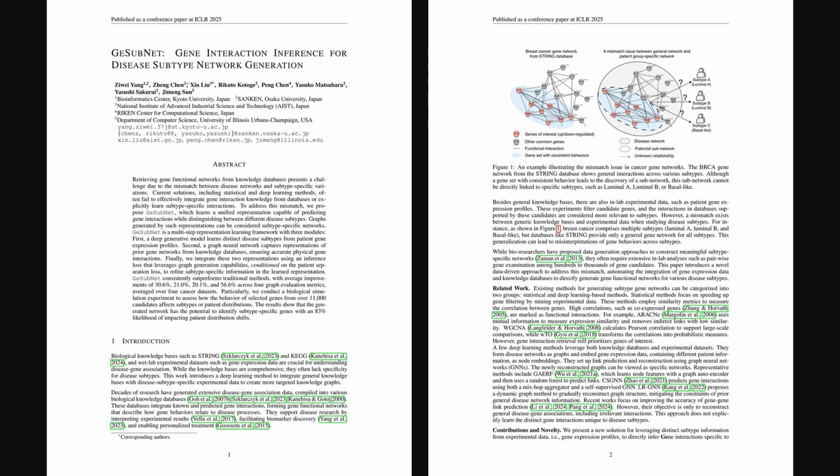Alright, we're diving into this ICLR conference paper, GeSubNet, Gene Interaction Inference for Disease Subtype Network Generation, which came out just over 3 months ago. So this paper addresses a key challenge, understanding how genes interact differently in various disease subtypes. It proposes a framework using tools like VQ-VAEs and graph neural networks to integrate patient data with existing gene knowledge.